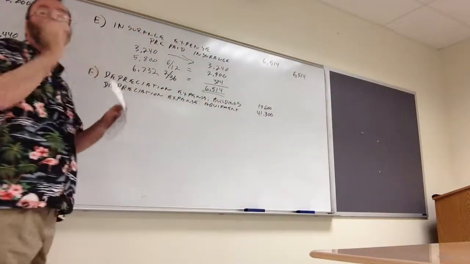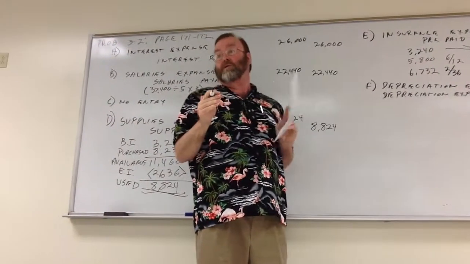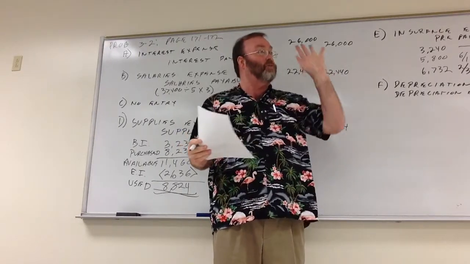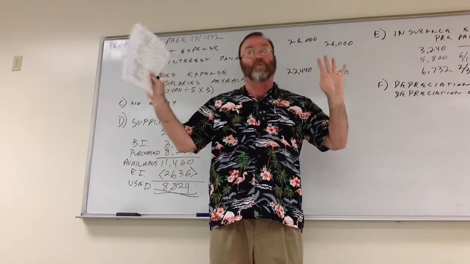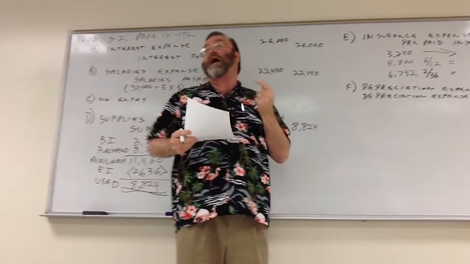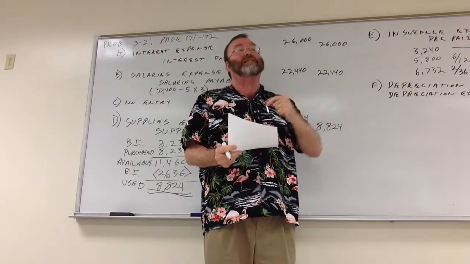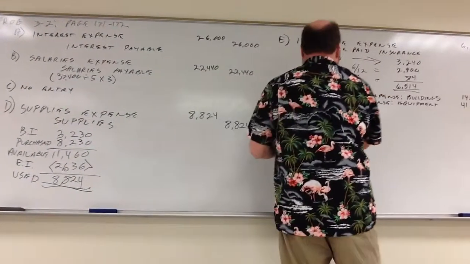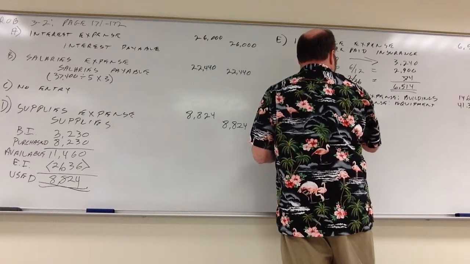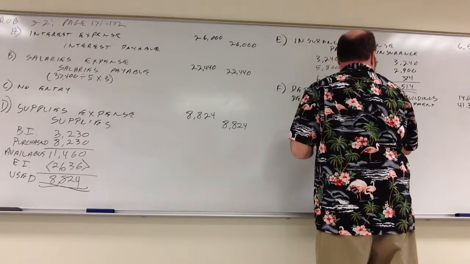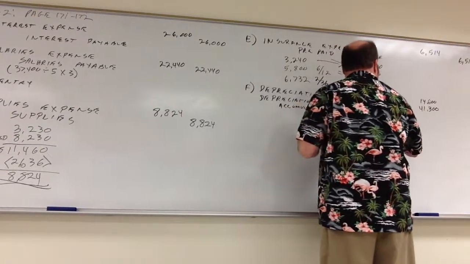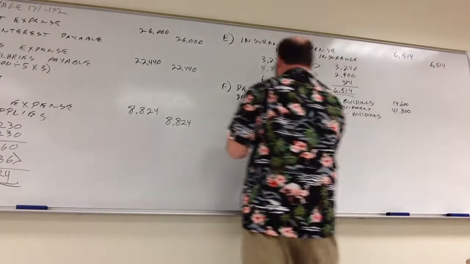Okay, so the credits, because these are both income statement accounts, the credits have to be a balance sheet account, because all adjusting entries affect at least one income statement and one balance sheet account. So the balance sheet account in this case is what is referred to as a contra asset account, a negative asset called accumulated depreciation. And we'll have one for the building and one for the equipment.